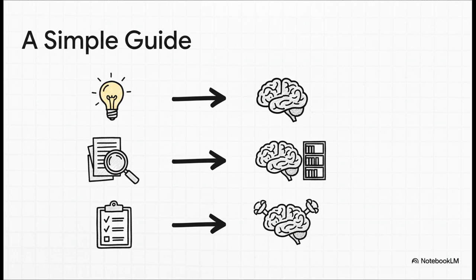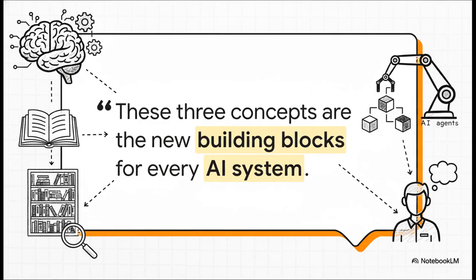Easy. Need to get accurate, factual answers from your company's documents? That's a job for a RAG system 100%. And if you want to automate a whole workflow, something with multiple steps that needs to interact with different apps, that's when you bring in an AI agent. So there you have it. The brain, the library, and the worker.